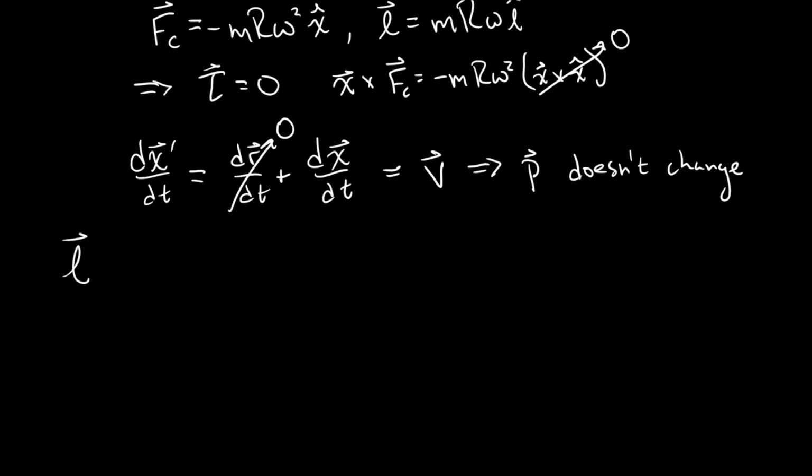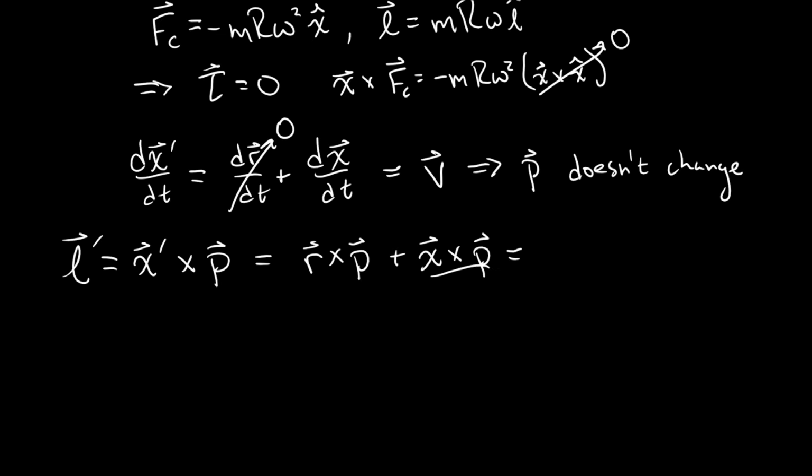Now how about angular momentum? Well, I know that L, I'll call this L prime now, is going to be x prime cross p, because the momentum we just found doesn't change. But I can split x prime up, and this is r cross p plus x cross p, which is equal to the angular momentum in our old coordinate system. So I get some r cross p plus, I'll just call it L, unprimed.